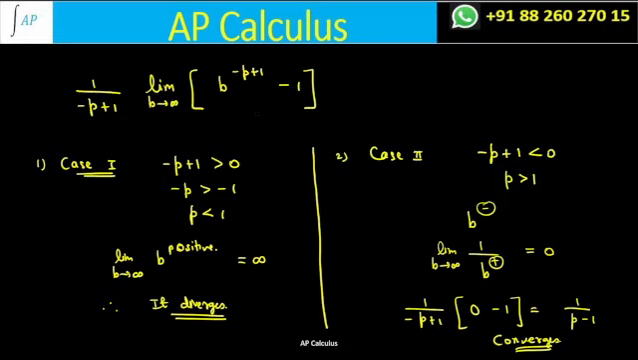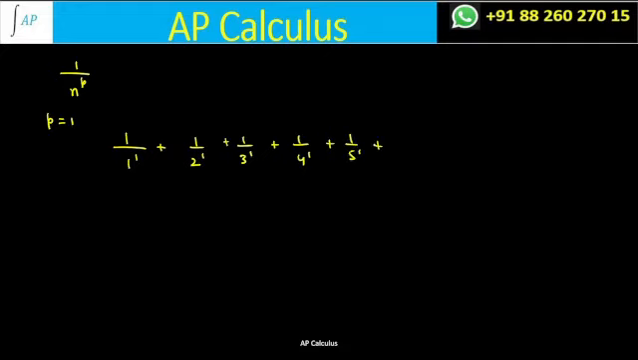Now what will happen if this expression is equal to 0? Let's take the third case. Now for the series 1 upon n to the power p, what will happen if p is equal to 1? If p is equal to 1, we will have 1 upon 1 to the power 1, plus 1 upon 2 to the power 1, plus 1 upon 3 to the power 1, plus 1 upon 4 to the power 1, plus 1 upon 5 to the power 1, and so on. This will add up to infinity. So this diverges.